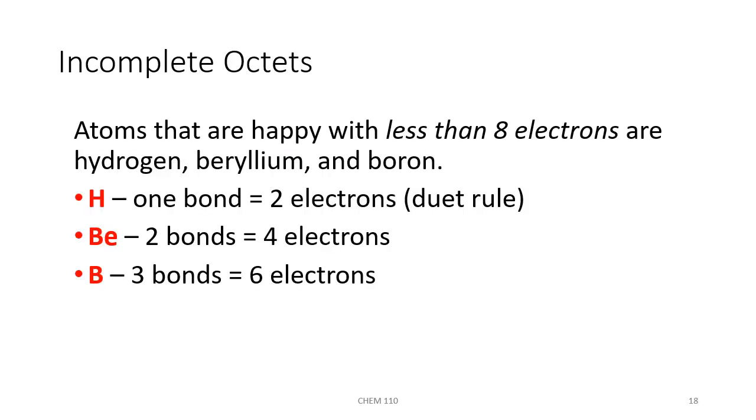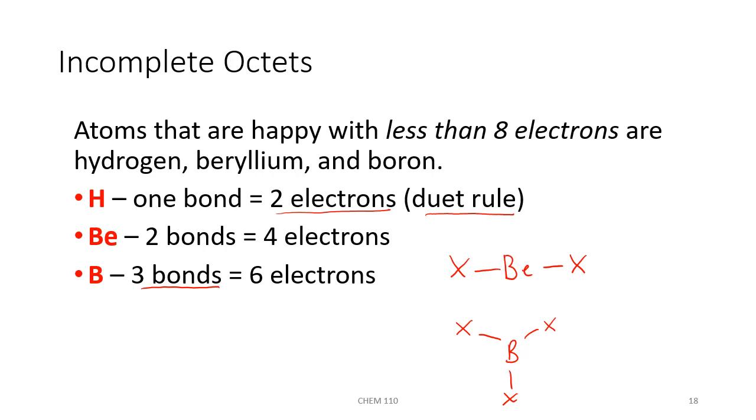Atoms that often form incomplete octets are hydrogen, beryllium, and boron. We said that hydrogen follows what's known as the duet rule, where it only forms one bond and only needs 2 electrons to be happy. Beryllium only forms 2 bonds, therefore it's happy with 4 electrons. So beryllium would form compounds like this. And boron only forms 3 bonds, so it's happy when it has 6 electrons around it. Boron would form compounds like this.